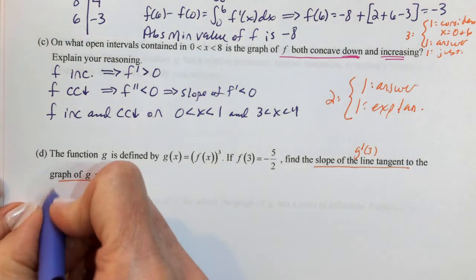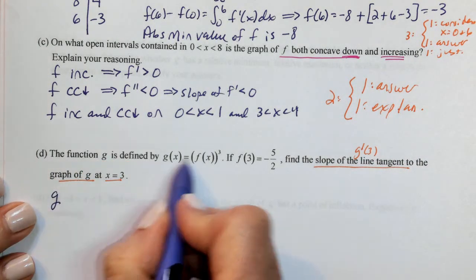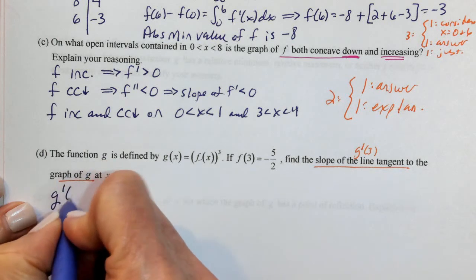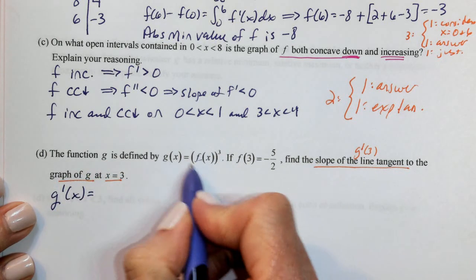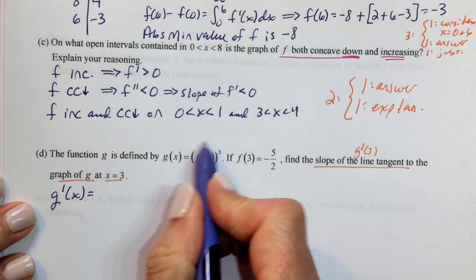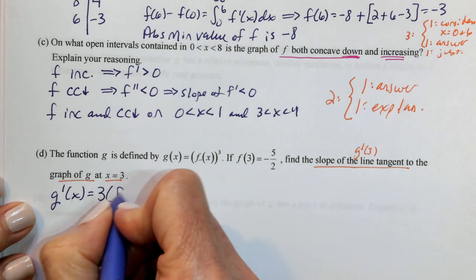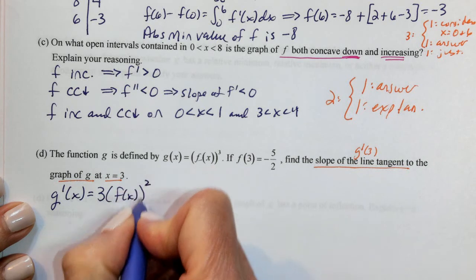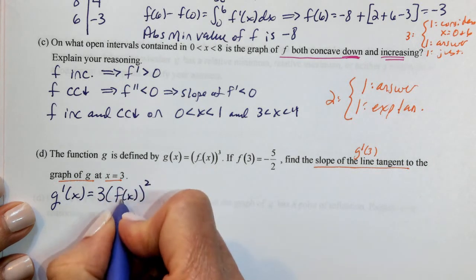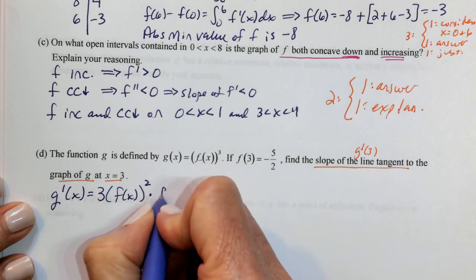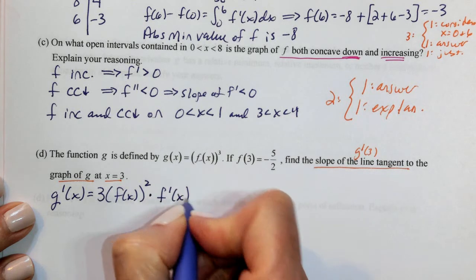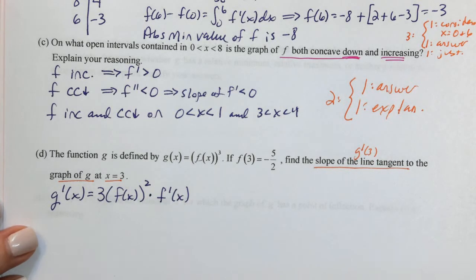We're going to begin by finding g prime of x. Well, g of x is this, so for g prime of x, we just need a little derivative. We need to use the chain rule here. 3 times your leading coefficient, decrease your power by 1, keeping your same inside, and then multiply by the derivative of your inside. Chain rule.